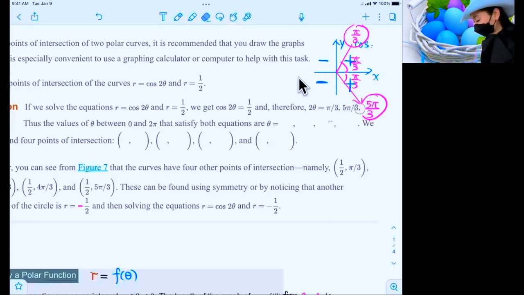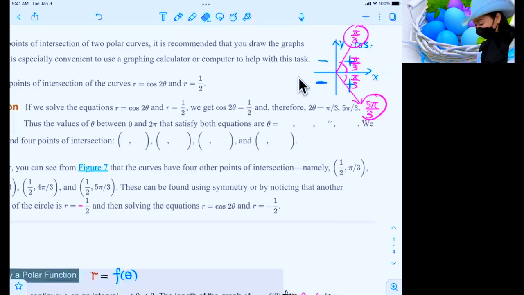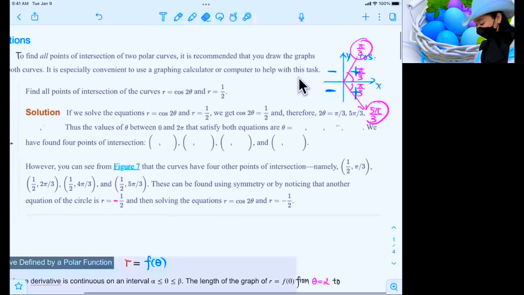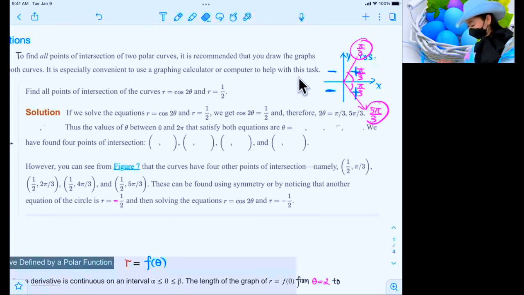Theta could actually go from 0 to 2 pi, but anyway, suppose you get these two. How do you find theta? If 2 theta equals this, then theta will be, divide this by 2, you will get pi over 6 and then 5 pi over 6.